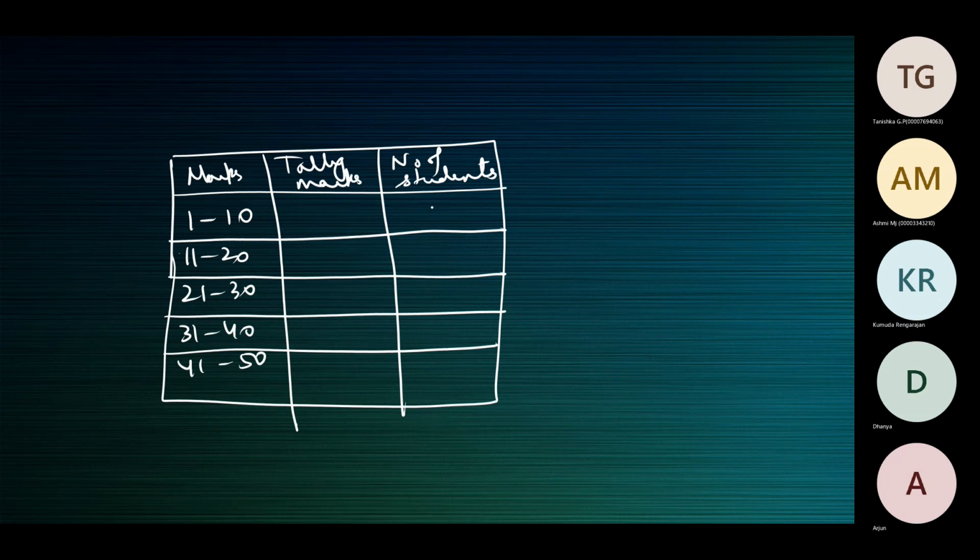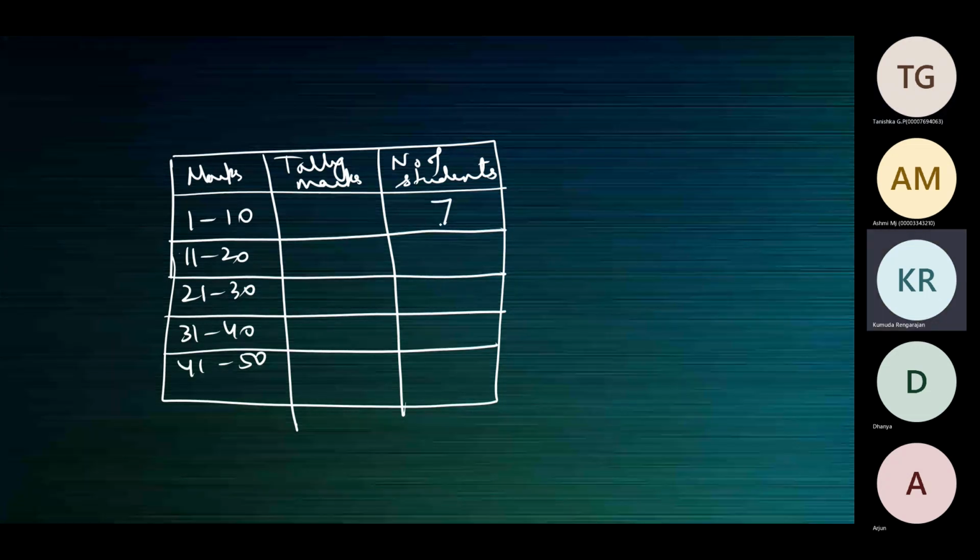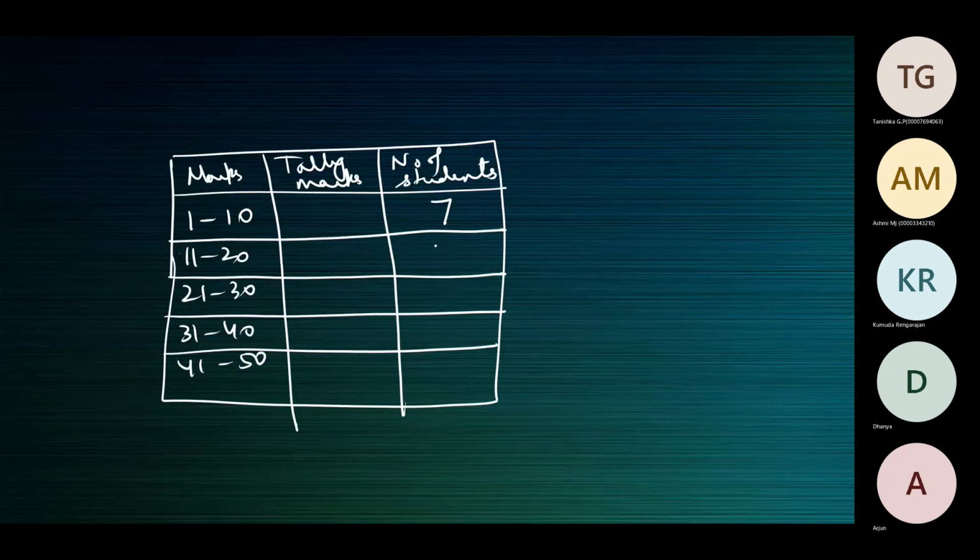Ma'am, for 1 to 10, it's 6, ma'am. No. 7, ma'am. 7. Correct. Next. 8, 11, ma'am. No. 11, ma'am. No. 8, ma'am. No. See, is 10 included in 1 to 10? No, ma'am.